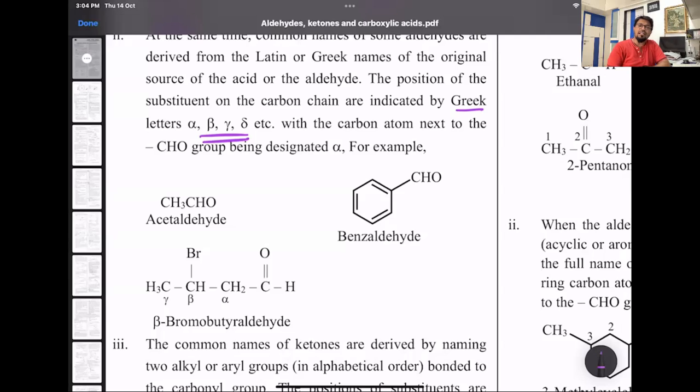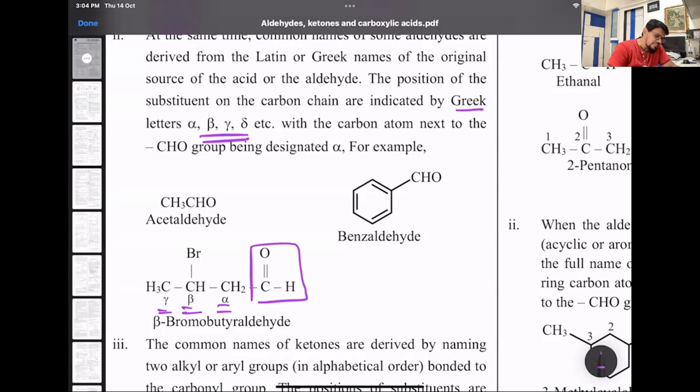Then we have here, look at that compound. Now here, as there is a branch, we don't have any common name of an acid from which it is derived. So here we use the trivial system. Next to CHO, keep in mind, that's your functional group, comes alpha, beta, and then gamma. That's why it's called beta bromo, with 4 carbon atoms totally. So the name of the acid with 4 carbons is butyric acid. So butyraldehyde. That's how the name comes.